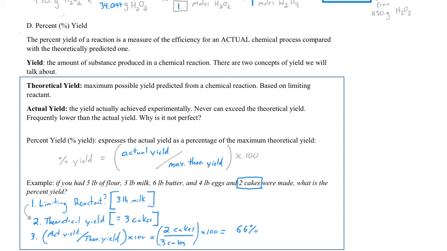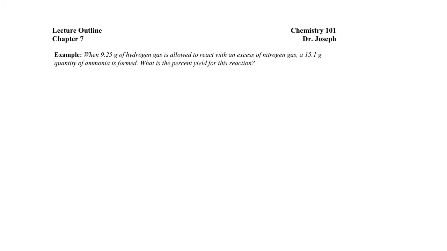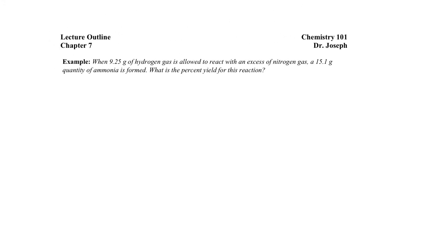So here on page 5 of the Chapter 7 lecture note outline, we see an example allowing us to practice the percent yield calculation. The example reads, when 9.25 grams of hydrogen gas are allowed to react with an excess of nitrogen gas, 15.1 grams of ammonia are formed. What is the percent yield for this reaction?